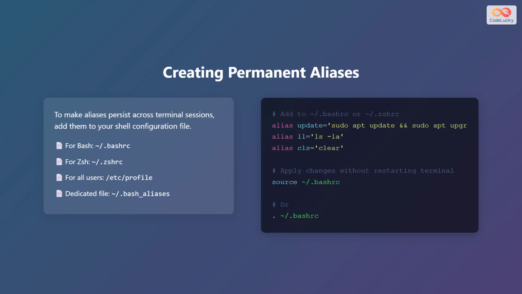For example, alias update='sudo apt update && sudo apt upgrade', alias ll='ls -la', and alias cls='clear'. To apply the changes without restarting the terminal, use the command source ~/.bashrc, or simply . ~/.bashrc.